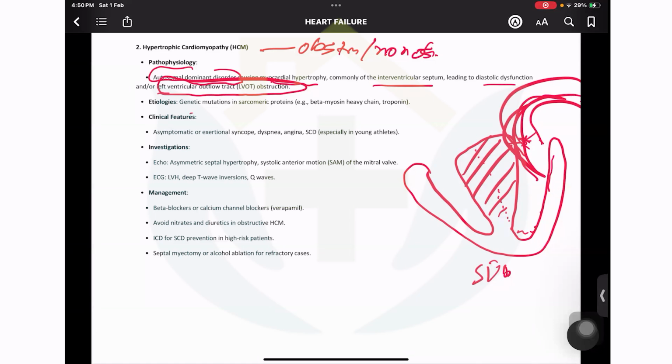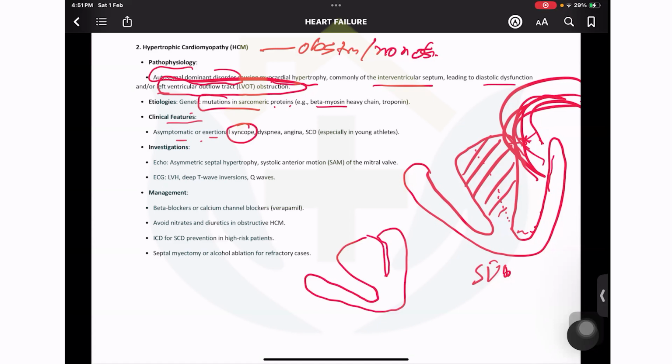Etiologies, genetic. So you can find mutations in the sarcomeric proteins, including beta-myosin heavy chain and troponins. Clinical features are exertional syncope or being asymptomatic. Now, what is syncope? Syncope is due to no blood flowing through the aorta when the heart goes into a situation like this. I'll show you. So this is the IVS, this is the LV free wall, and the aorta had to take blood. So what has happened is it has gone into a spasm. Because this is a muscle at the end of the day, it can go into spasm if the muscle tone is high. So there is no blood flowing out of the aorta, out of the left ventricle. So this leads to sudden cardiac death.